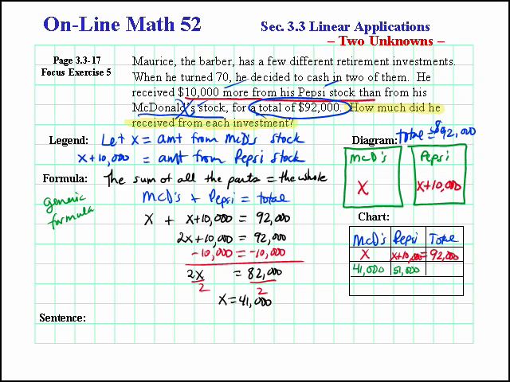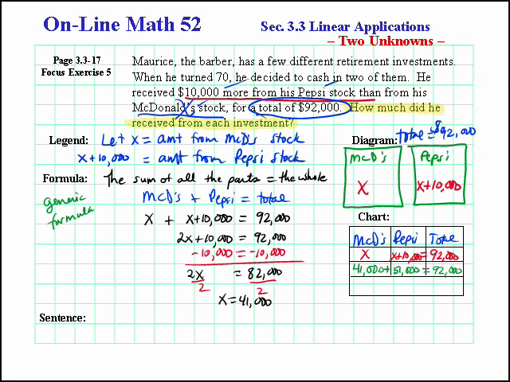And think about that. If you were to add these two together, would they add up to 92,000? Yes, they would. And Pepsi is indeed 10,000 more than the McDonald's. So we can be confident that we've got the correct answers here. But again, it's coming to the answer and then referring back to the legend, or maybe even to the chart, that helps us figure things out. And that's why we write the legend as we do. Okay? Got to complete this problem.